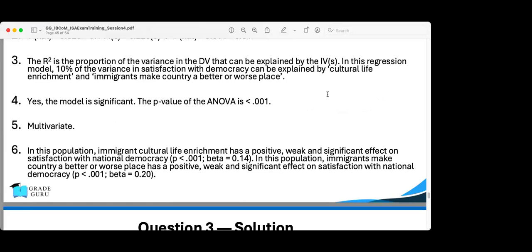I have a question about 6. When we go to the output, beta, both of them were positive and weak, right? Do they all have to be the same, like always positive and weak, both of them, or can one be positive and weak and one positive and strong, or does it have to be the same always?